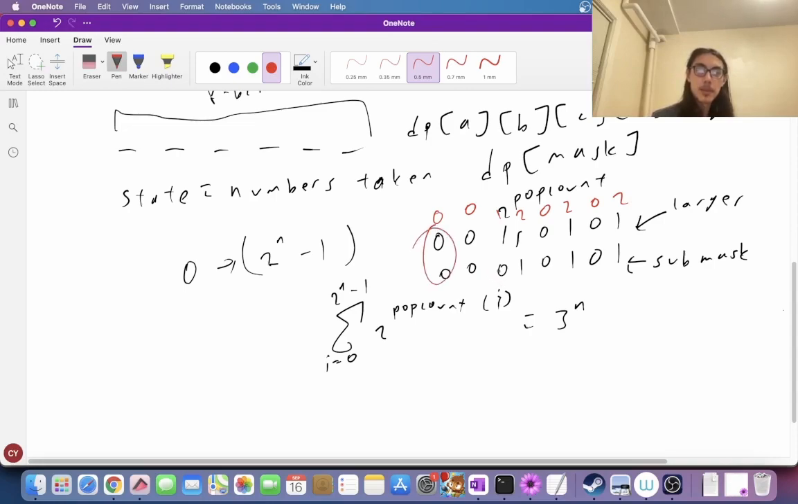So each digit has one of 3 possible states. It can be 0 in both, it can be 1 in the larger mask but not the submask, and it can be 1 in both. Because of this, each digit has 3 possibilities, so there are 3 to the n possibilities overall. So that's the total complexity of iterating over all submasks of every number. This is something we could commonly do in bitmask DP. Sometimes the transition requires doing that.